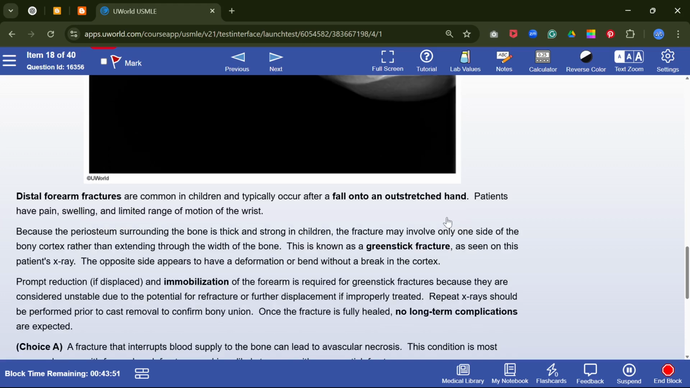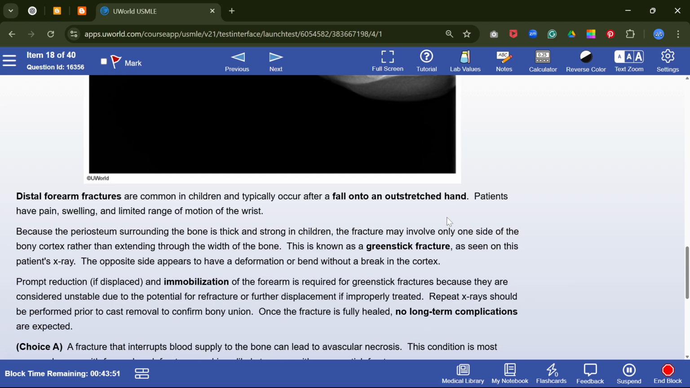Distal forearm fractures are common in children and typically occur after a fall on an outstretched hand. Patients have pain, swelling, and limited range of motion of the wrist. Because the periosteum surrounding the bone is thick and strong, the fracture may involve only one side of the cortex rather than extending through the width of the bone.